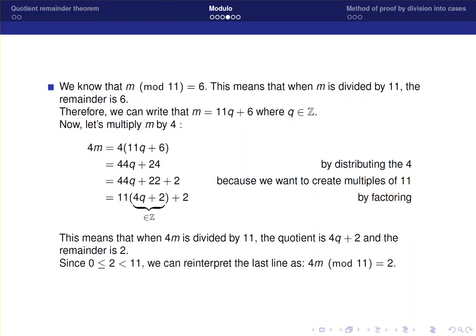So this means that 2 is the solution. It is the remainder when 4m is divided by 11. So our original guess, when we did 17 mod 11 to get 6, then multiplied it by 4 and estimated the number to be 2, was actually in fact correct.